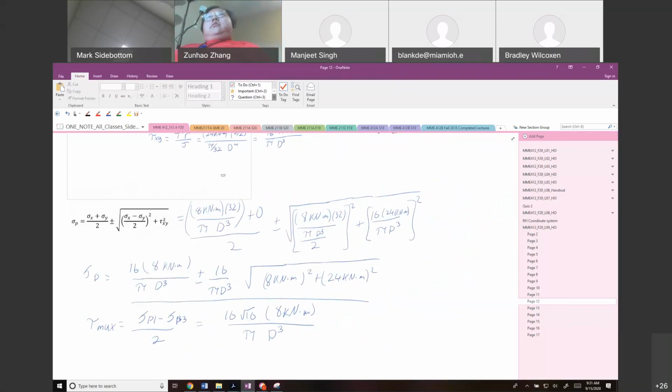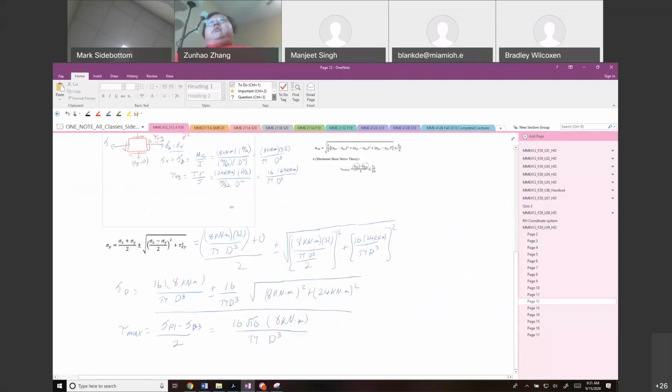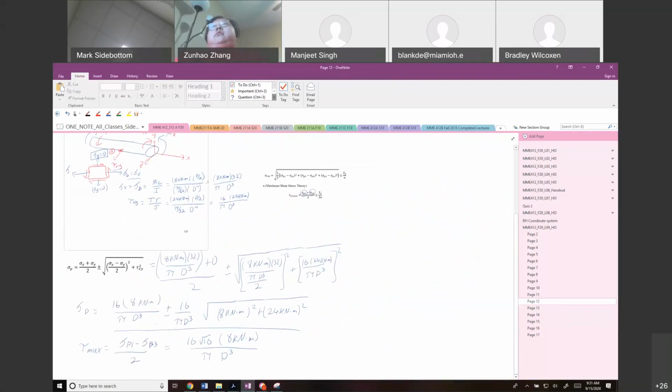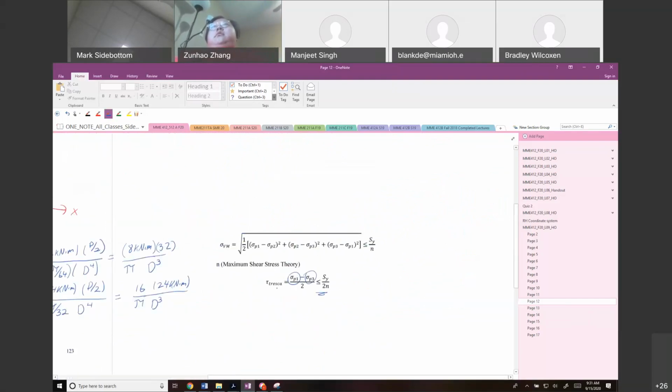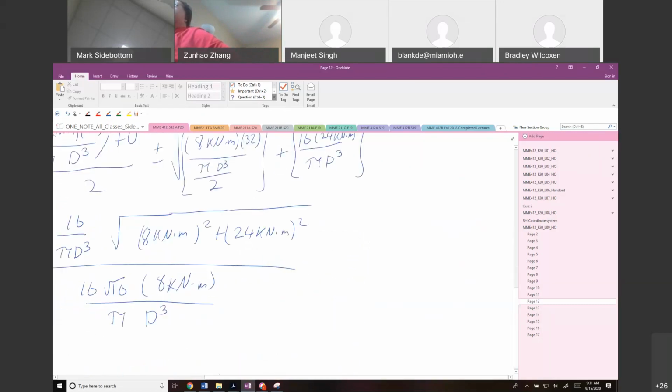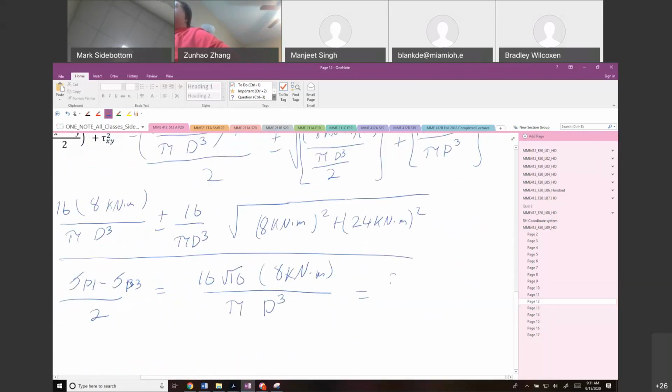So we know for Tau-Tresca that our maximum shear stress has to be less than or equal to SY divided by 2N in order for our material not to fail. You were given SY as being equal to 350 megapascals. You were given our desired factor of safety as being 2. So we can plug in our values to solve for our diameter cubed.